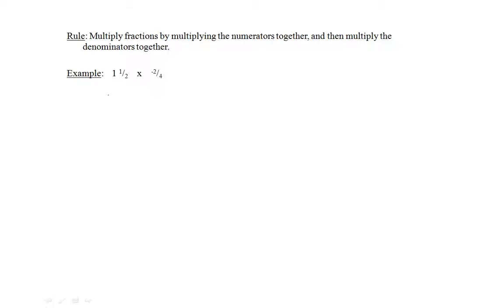Step 1 is to change a mixed number, if there is one in the question, to an improper fraction. So 1 1/2 can be written as 3 over 2. Multiply 2 by 1, which equals 2, plus 1, which equals 3 over 2, times negative 2 over 4.